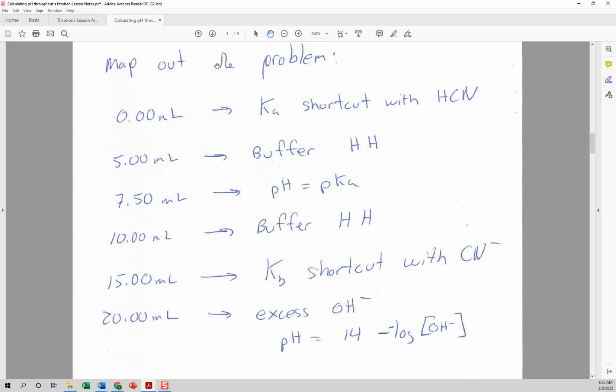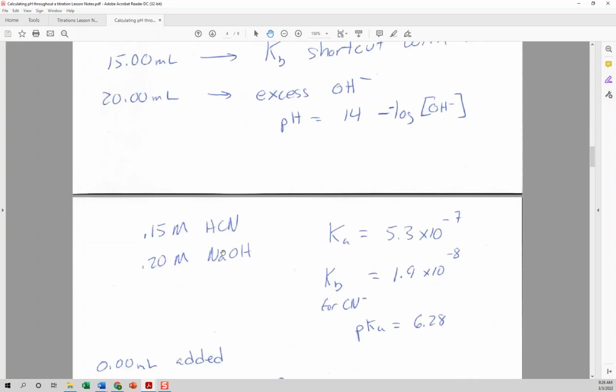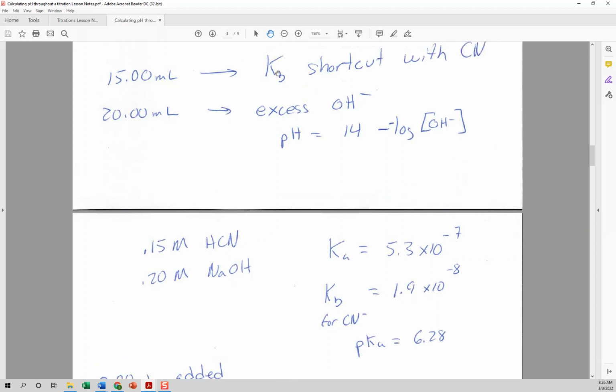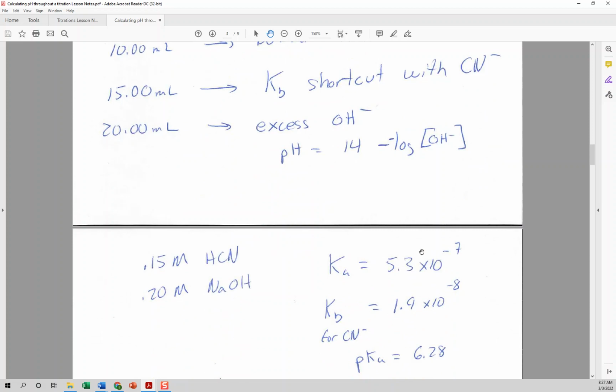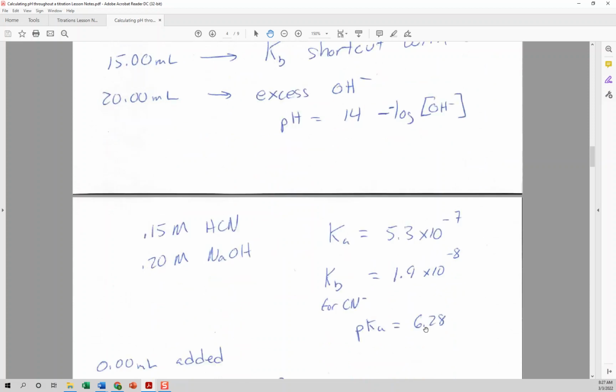Okay, so that's the map, and now we just got to execute. We got our plan, let's go execute the plan. So the values we have to remember: this was the molarity of HCN, and we had 20 milliliters of it. This is the molarity of sodium hydroxide. We have our Ka, so do your Kb calculation real quick. Kw divided by Ka gives me the Kb for cyanide, because I'm going to need that at the equivalence point. And I'm also going to be using the Henderson-Hasselbalch equation, so I might as well calculate the pKa real quick. If I take the negative log of that, that's where that 6.28 comes from, okay?